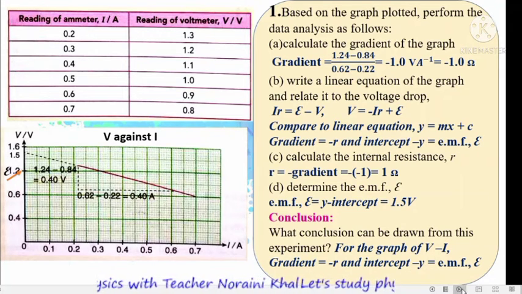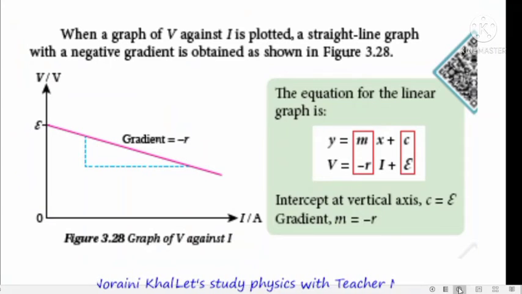Okay, so this question can come out in problem solving, to calculate the value of internal resistance and determine the value of EMF. Okay, so this is the conclusion that we got just now, the same thing. So the intercept at the vertical axis, c, equals EMF, and the gradient equals negative internal resistance.